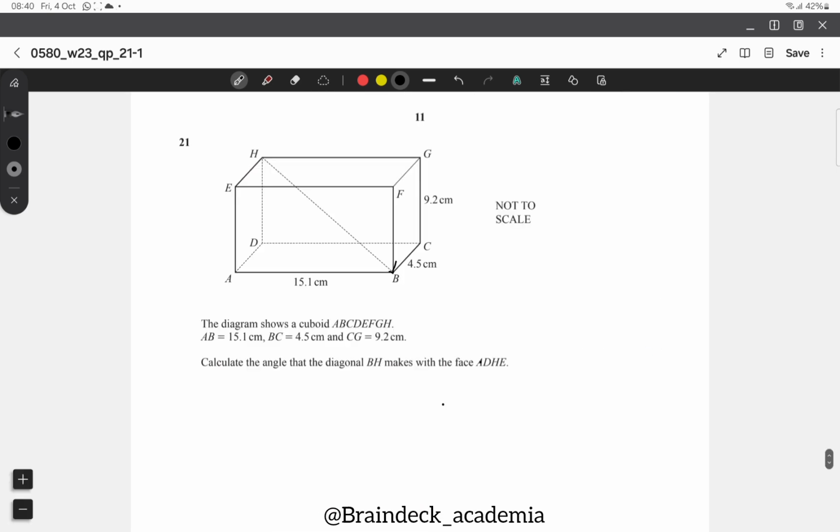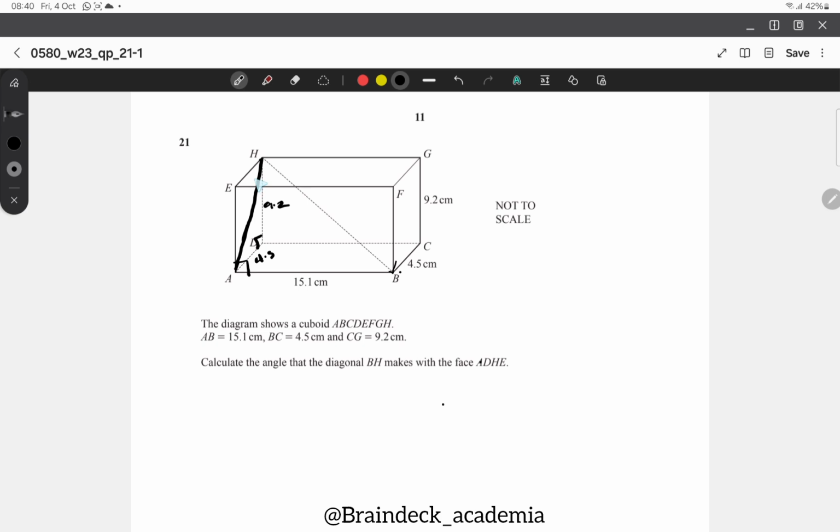Calculate the angle that the diagonal BH makes with the face ADH. To solve this, we know that the faces AE and AB are perpendicular to each other, right? So if I pick a point from here and connect it to this H like this, I know that the shape ADH is a right angle triangle because this place will be a right angle. So if this place is 9.2, this place is also 9.2. If this place is 4.5, this place is 4.5.